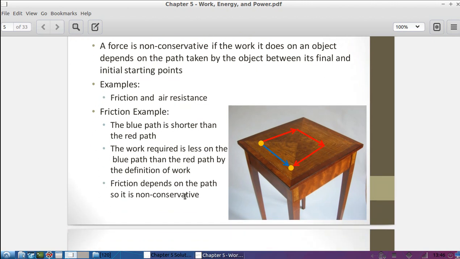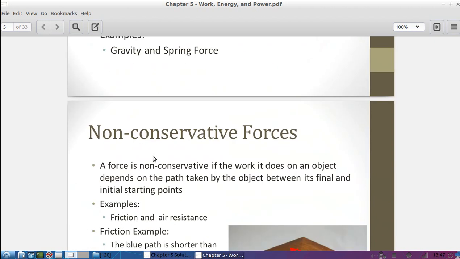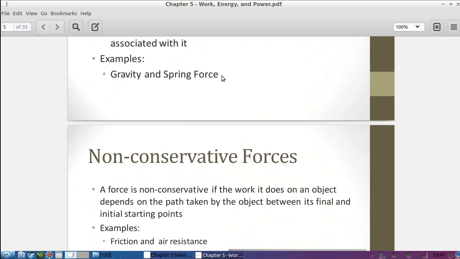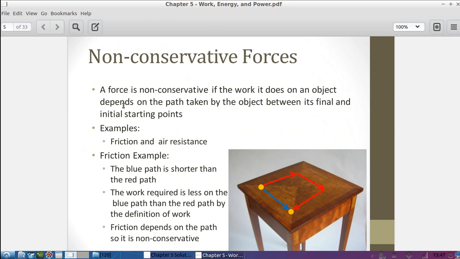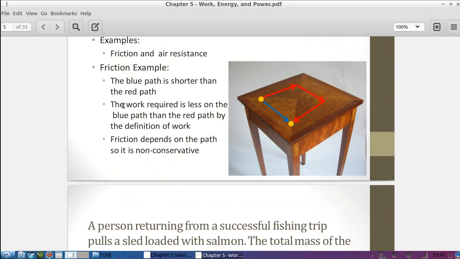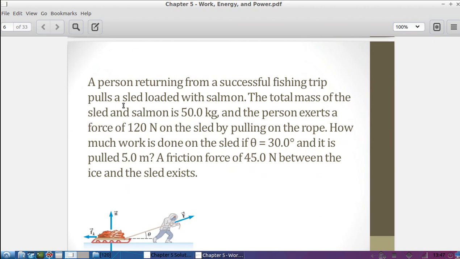Okay, air resistance is another common one. We neglect that very often, but it's dependent upon the path that it takes. Okay, so friction is an example of a non-conservative force. Gravity and the spring force are our most common examples of conservative forces.